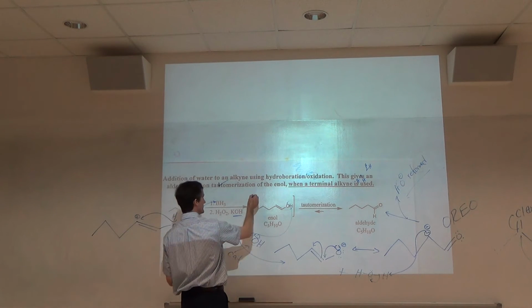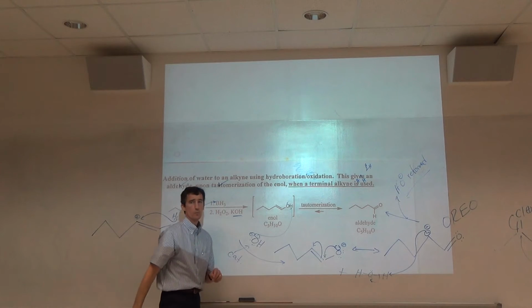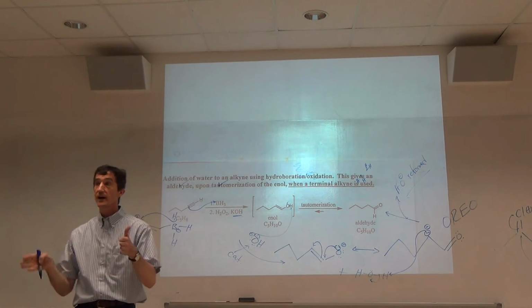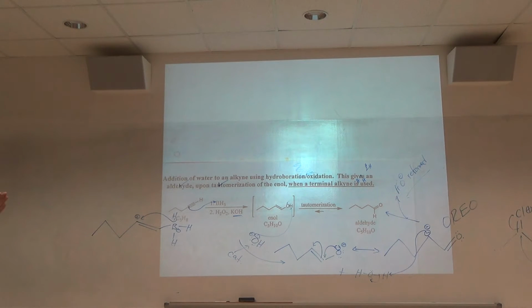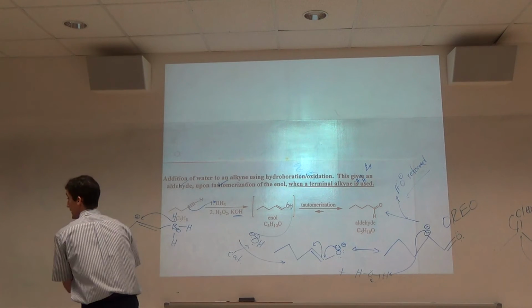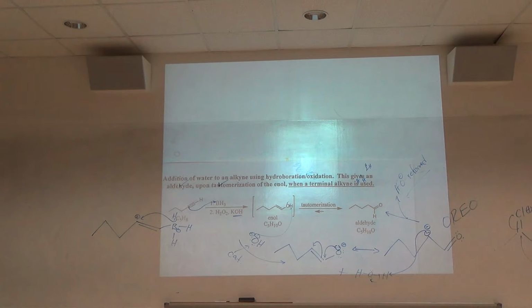What do the brackets mean? When you see brackets and such, it means it's not isolated. That it's formed, but then it continues on and does something else. You'll never isolate it. You're never going to distill an enol and go run an IR and say, this is my enol. No. Because as soon as it's formed, it just keeps going. Never isolated. Questions about tautomerization?